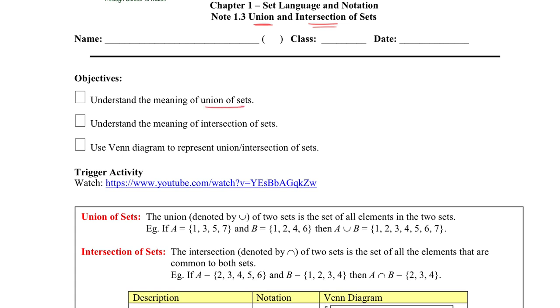So the union, basically depicted by this symbol that looks like a U, and the intersection of sets, depicted by this symbol that looks like an N. Right, and again we'll be using and referring to Venn diagrams to represent them diagrammatically and to do some shading and even listing.